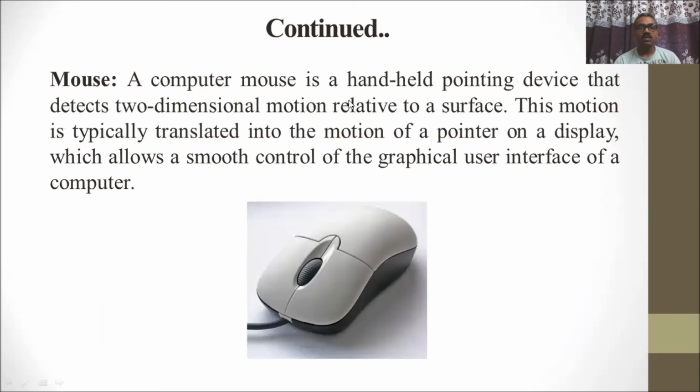Mouse. A mouse is a handheld pointing device that detects two-dimensional motion relative to a surface. So the mouse moves the cursor. If we move the mouse to the left, the cursor moves left, and if we move the mouse to the right, the cursor moves right, and when the mouse moves up, the cursor moves up, and when the mouse moves down, the cursor moves down. And here are the two buttons in the mouse, left button and right button, and in the middle, it can be used to move the content from top to down.